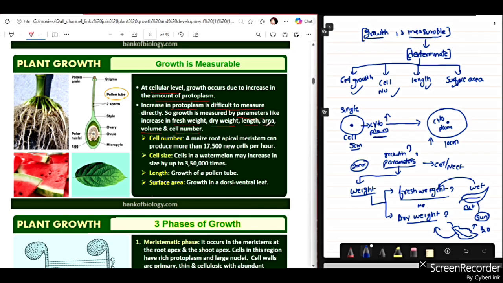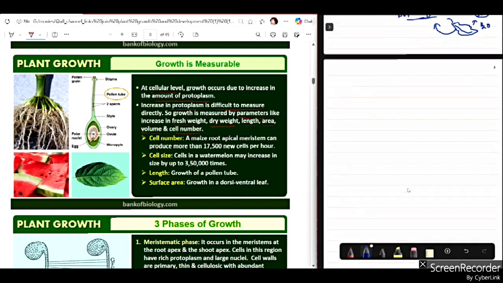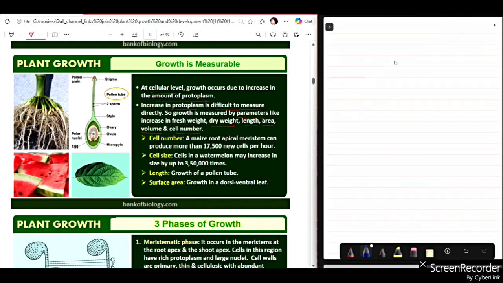And next, length and area, volume and cell number. So next, we can also measure the growth with the help of cell number. How can we measure the growth with the cell number, sir?